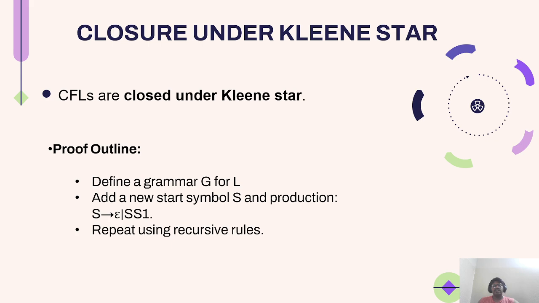Kleene star. Kleene star is another operation under which CFLs are closed. The Kleene star of a language, denoted L star, includes all possible concatenations of strings from L, including the empty string. To prove this, we define a new CFG with a new start symbol S. Add a production rule S goes to epsilon | S S1, where S1 is the start symbol of the grammar for L. This recursive rule ensures the grammar generates all possible strings in L star.